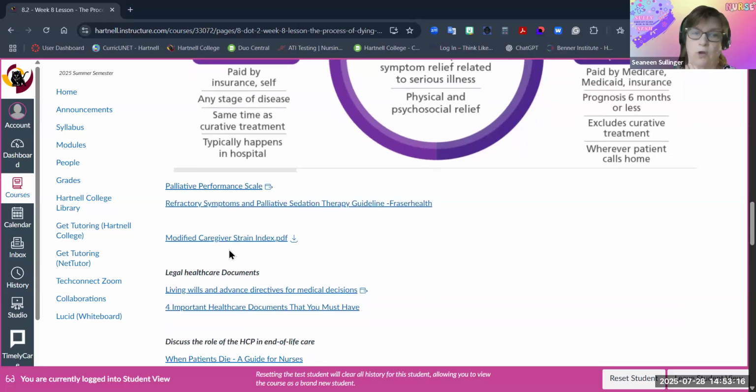There's also something called a modified caregiver strain index. So as the support person for this terminally ill person or person nearing the end of life, regardless of age, that person providing the support can experience strain and stress, physically, mentally, emotionally. And so there's actually a way that we as healthcare professionals can gauge where they are and how much help and support they might need as well.